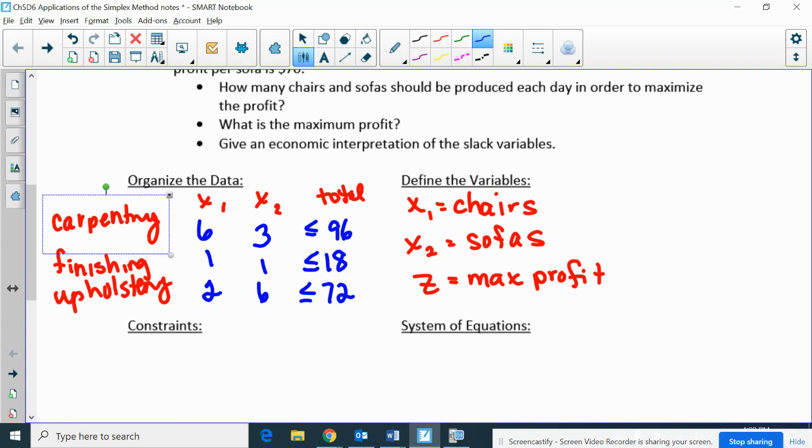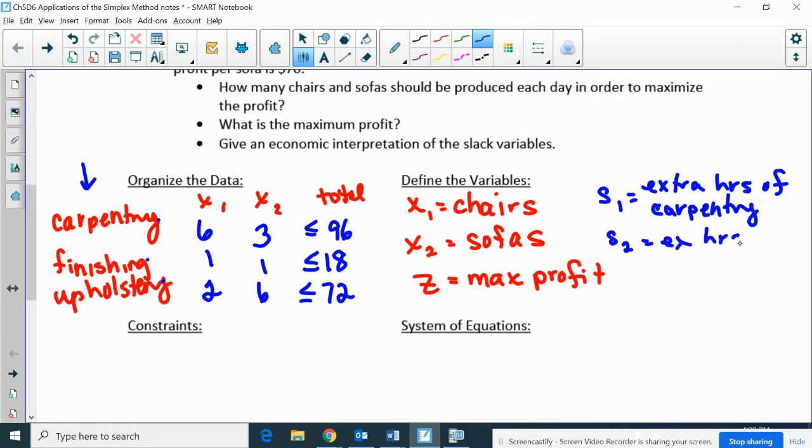So when I go to fill in my slack variables, they are always from this column here, whatever I'm using to make up my items. So I'm going to need an S sub 1, which will be extra hours of carpentry. So if I have anything left over, that's my slack variables. S sub 2 could be extra hours of finishing. And S sub 3 will be extra hours of upholstery.